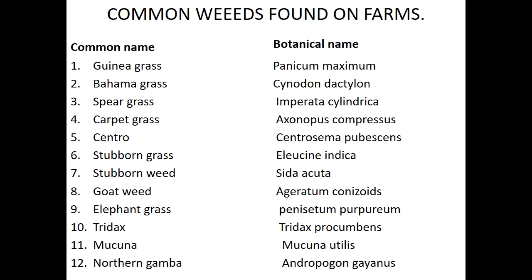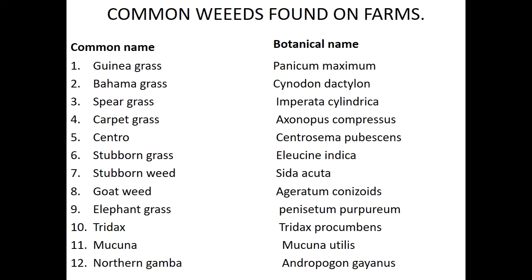We have stubborn wheat or the cedar wheat is called Sida acuta. We have the goat wheat, which is called Ageratum conyzoides. Then we have elephant grass. It's called Pennisetum purpureum. We have tridax. Tridax is called Tridax procumbens.